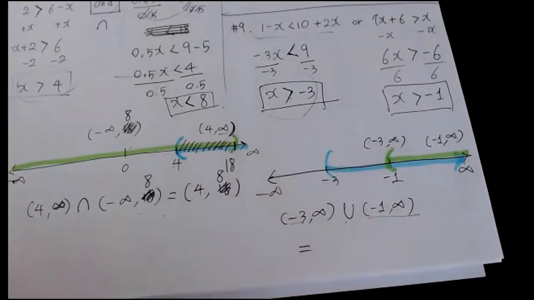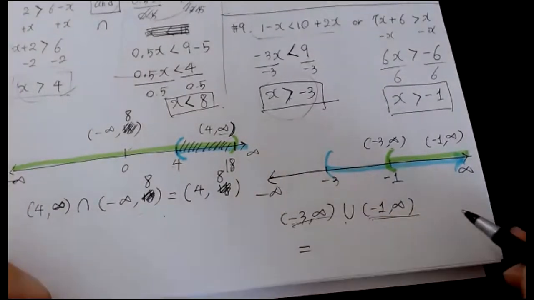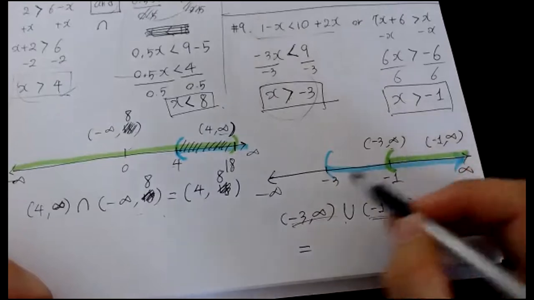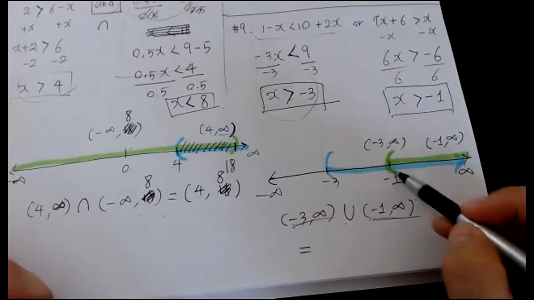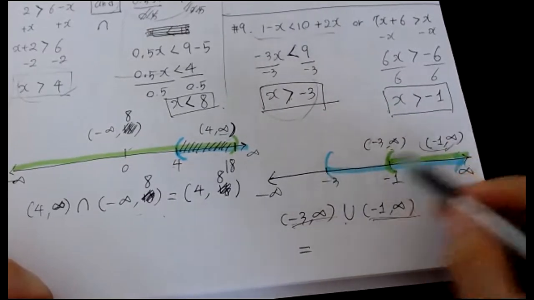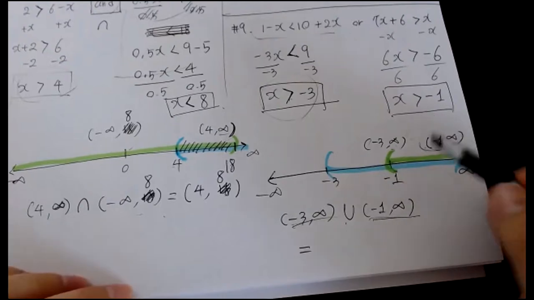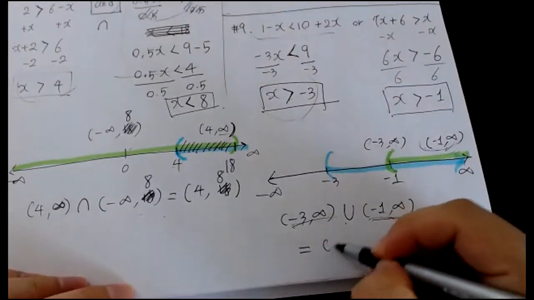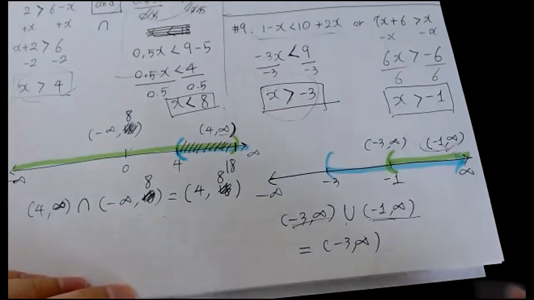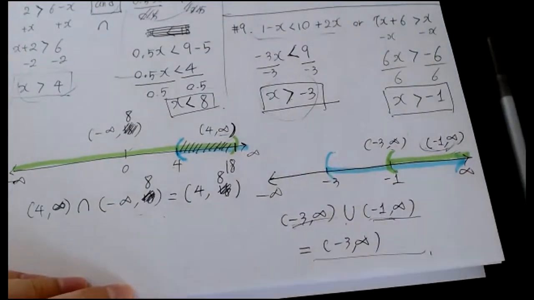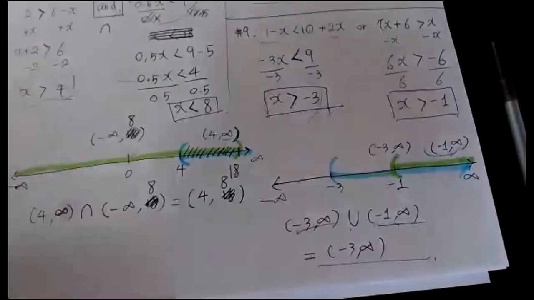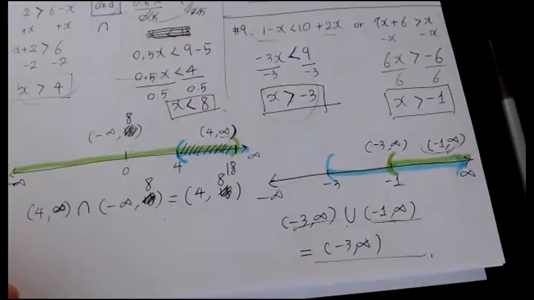Union means the set of all numbers that belong to either one, right? But as you can see, negative 1 comma infinity belongs to negative 3 comma infinity. So negative 1 comma infinity is the intersection of the two solution sets. So the union of those two is nothing but negative 3 comma infinity. Okay, so the solution set is negative 3 comma infinity.